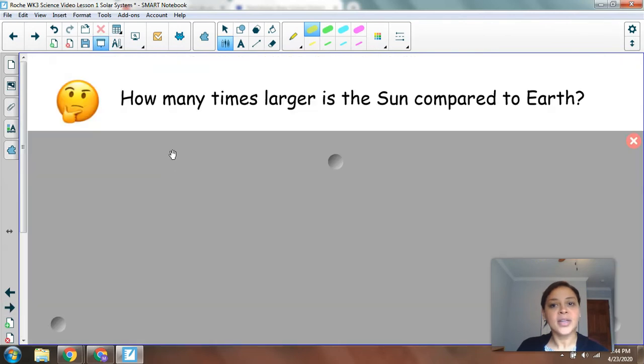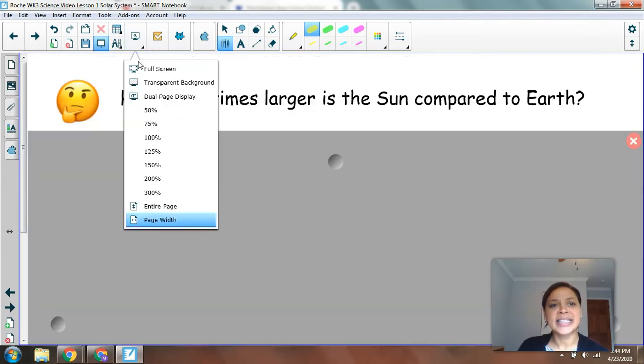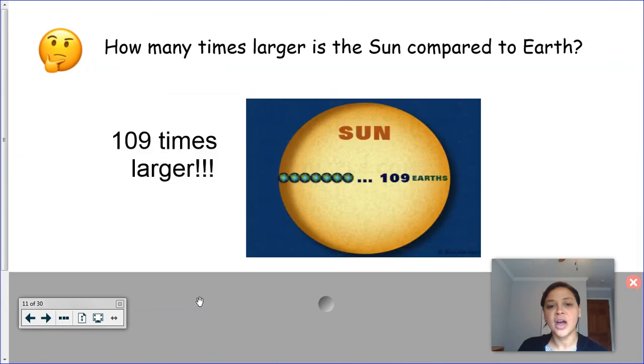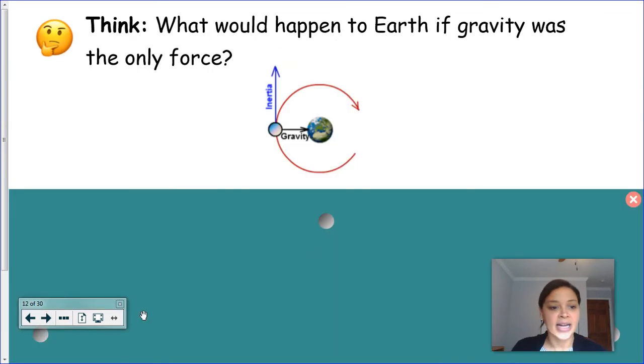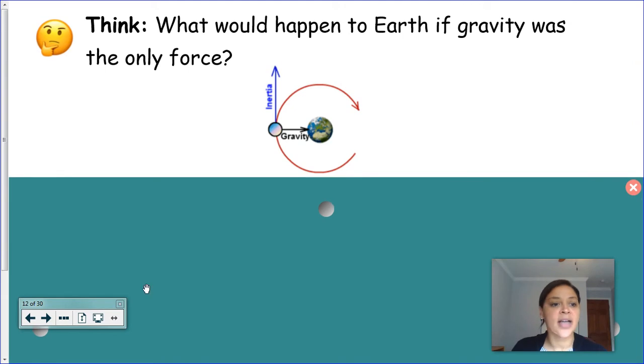All right. So how many times larger did we say the sun is compared to the Earth? 109 times. So look at the Earth here and how it compares to the sun. There, you could fit 109 of our size Earth around the sun. So that's pretty interesting to think about the scale of the Earth compared to the sun. We are very tiny compared to the size of the sun.